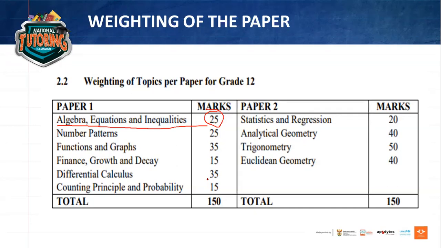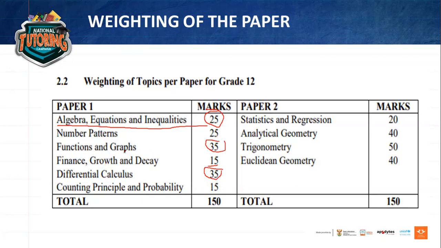So the number pattern is 25. And we also have functions and graph, which also give us about 35 marks. Okay. Then you have finance growth and decay, which is 15 marks, differential calculus, which is 35 marks, and of course, counting principle and probability.